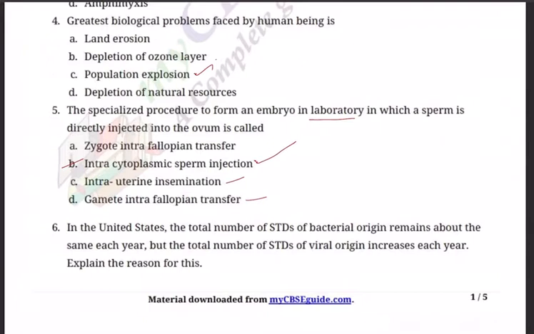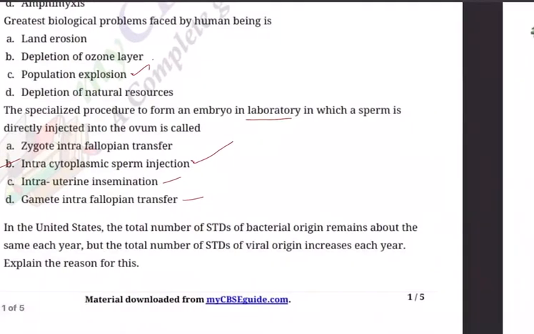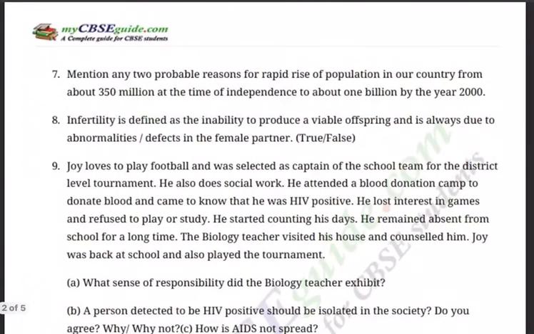Question 6, in the United States, the total number of STDs of bacterial origin remains about the same each year, but the total number of STDs of viral origin increases each year. Explain the reason for this. So we are talking about the viral infection.